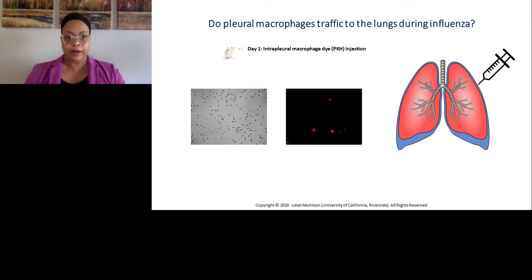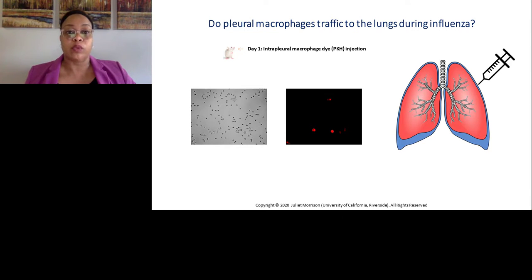Now for some real experiments. So we wanted to ask whether this population that resembles our peritoneal macrophages are actually pleural macrophages. And so to do this, we took a very simple approach. It's actually very hard to target the pleural cavity, but we have developed a procedure in the Morrison Lab where we can introduce dyes and other things into the pleural cavity without damaging the lung.